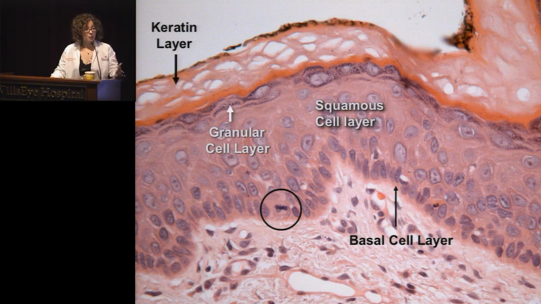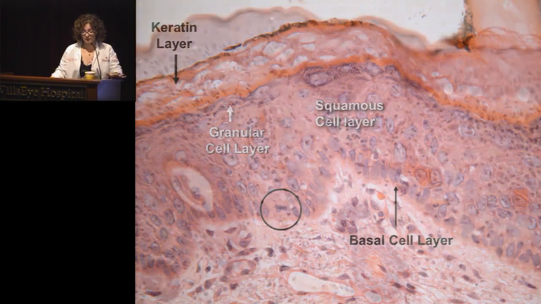So the reason why I'm going through all of these normal features is because you are going to be seeing neoplasms that differentiate towards a certain cell type. And recognition of what's normal will help you then with appreciation and recognition of actual pathology.